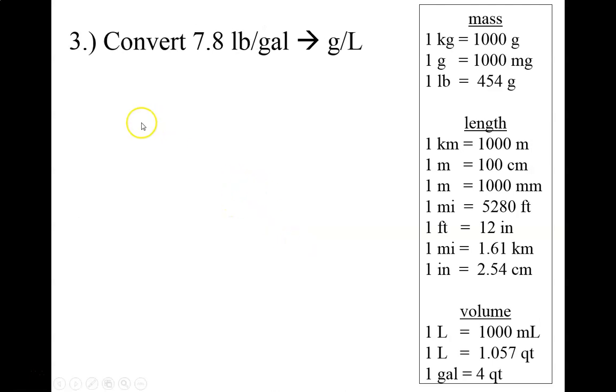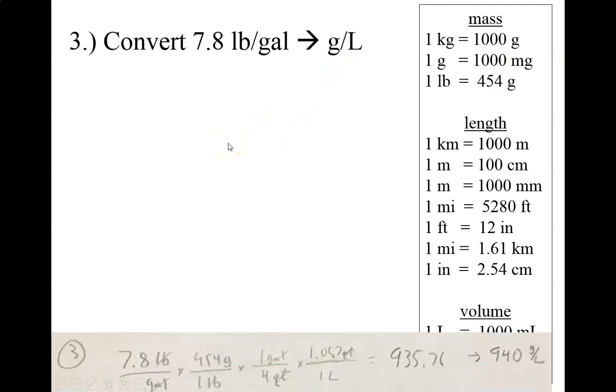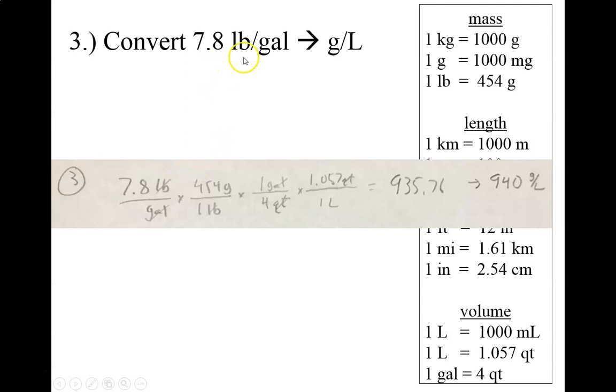Here's another example. 7.1 pounds per gallon, convert that to grams per liter. I worked this one ahead of time. Since it's a fraction unit, we draw our pounds on top and our gallons on the bottom. Put your times sign. Then we want to go from pounds to grams. We look up, and we've got 1 pound equals 454 grams. So 1 pound goes on the bottom, because I want to cancel out those pounds, and that leaves me with grams on top.